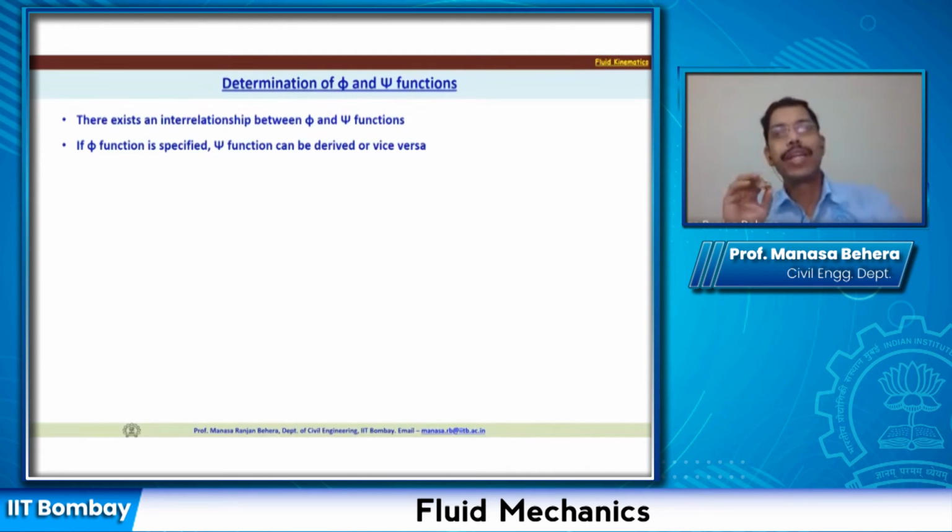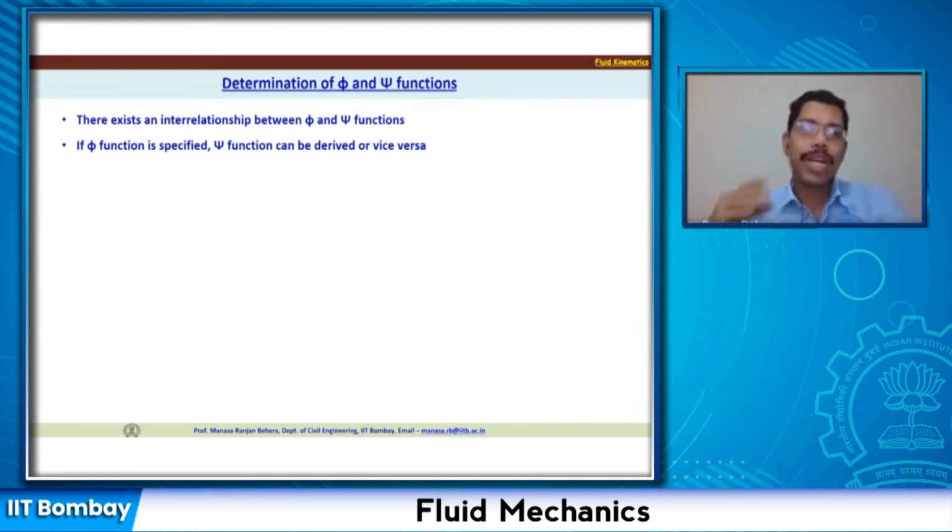There exists an interrelationship between the phi and psi functions. So we have already seen that if you know that there is a phi function, you can correlate that to the velocities, and again the same velocity is related to the psi function. So if you know phi function, you can find out psi function. If you know psi function, you can find out phi function, or vice versa. All right. So let us quickly look at one example of that.